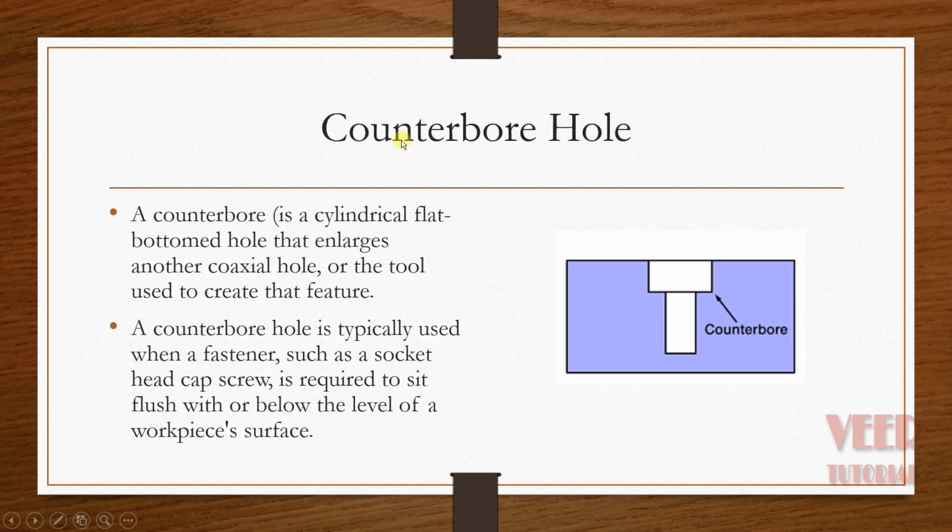The next type of hole we have is the counterbore hole. A counterbore hole is basically a cylindrical flat-bottomed hole that enlarges another coaxial hole. Now we can see in this example, we have a larger hole on the top and then on the bottom we have a smaller hole. This is called a counterbore hole. A counterbore hole is typically used when a fastener such as a socket head cap screw is required to sit flush.